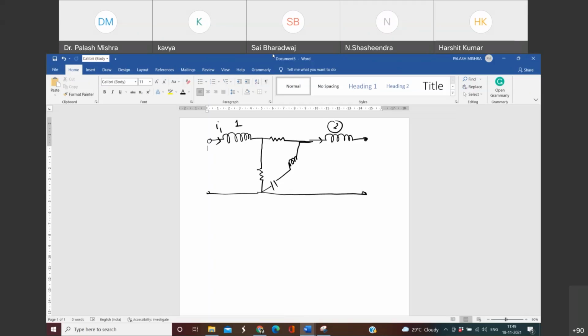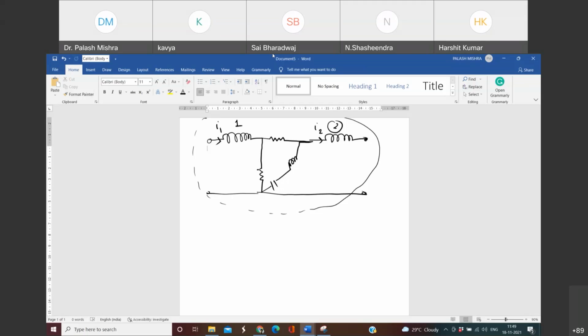Suppose here current is I1, here current is I2. And they are telling that they are mutually coupled. So by looking at these coils, can you tell me whether the voltage that is induced in these coils will oppose each other or will they support each other? Can you tell me? Again, I am asking you a question.